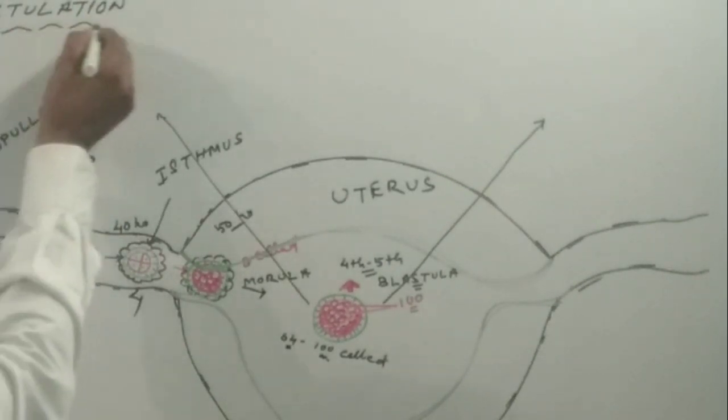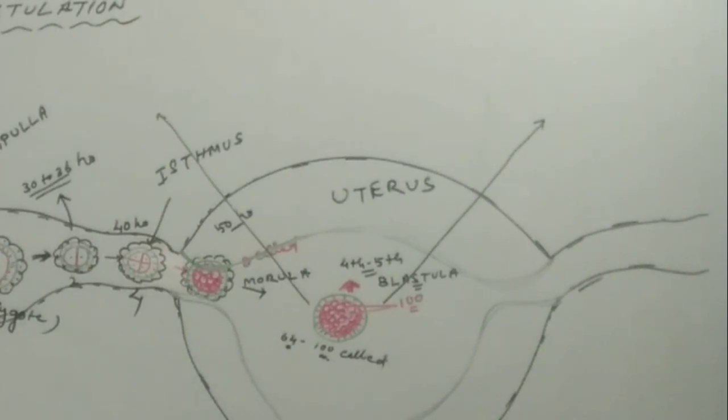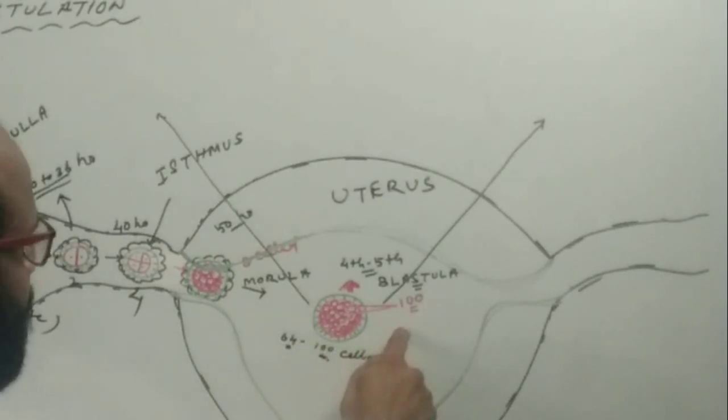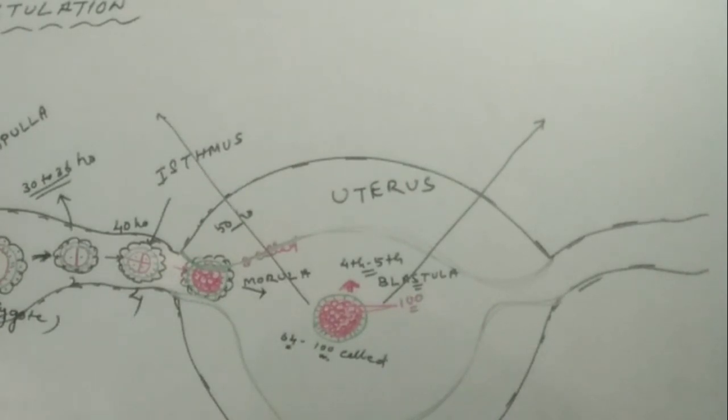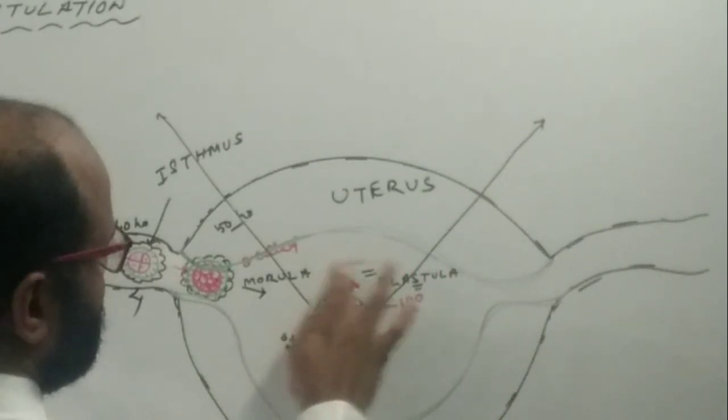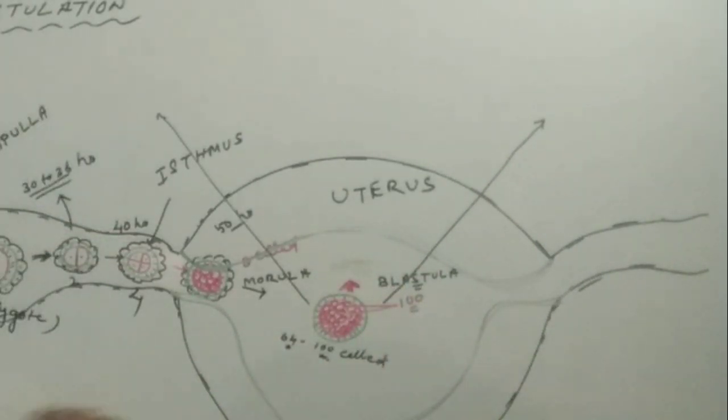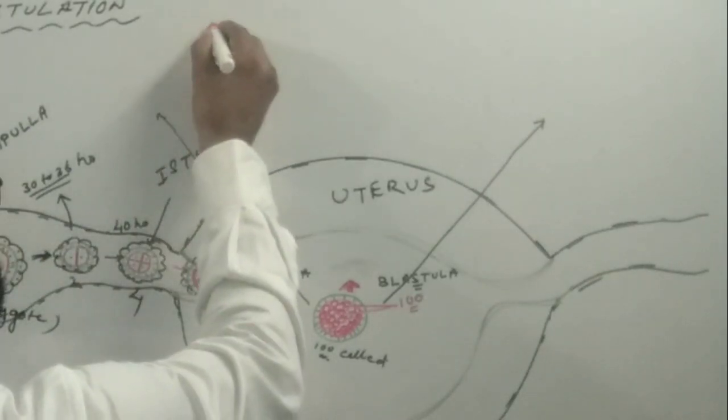Process of blastulation. So what happens first? Now this is the structure of the morula, and about 64 to 100 blastomeres are present. These blastomeres start to arrange in two layers.